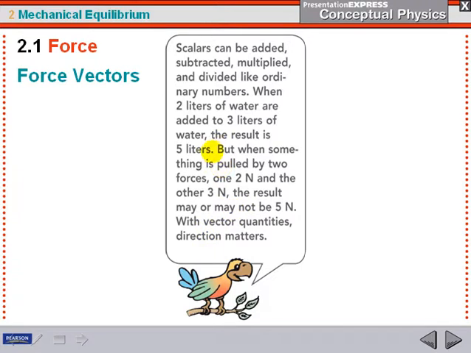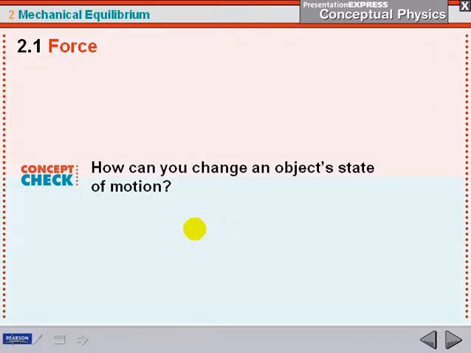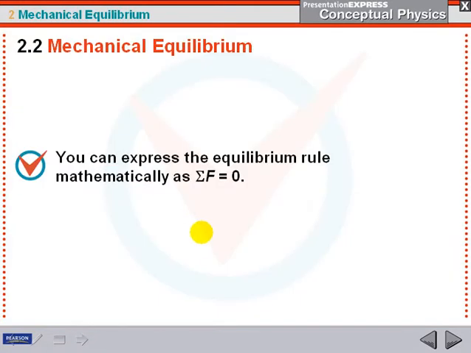So this is just a reminder that you can add and subtract vectors, but in the end, two that are added together would be equal to 5, but two subtracted from each other would only be a vector of 1. So in the end, the direction of the vector matters. It's very important. So how can we change an object's state of motion? What you're going to do is apply a force to it.